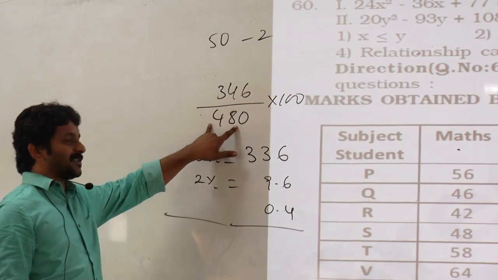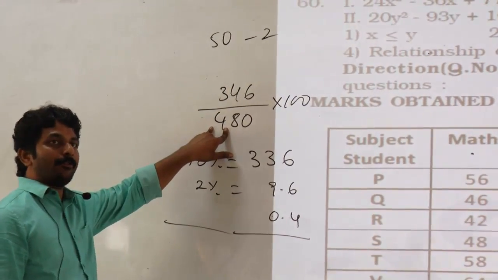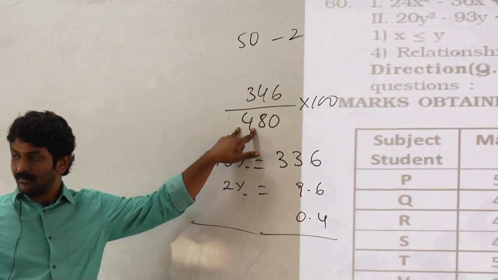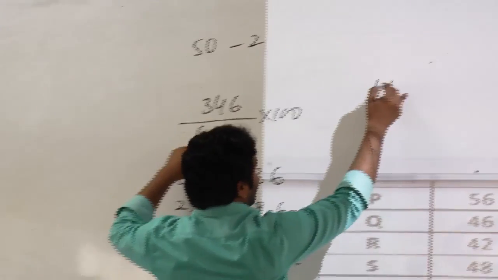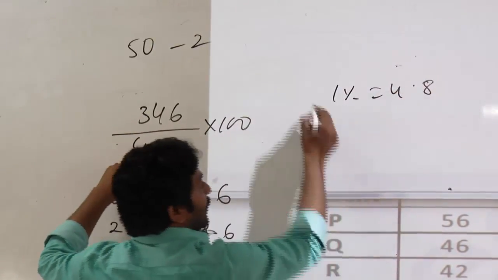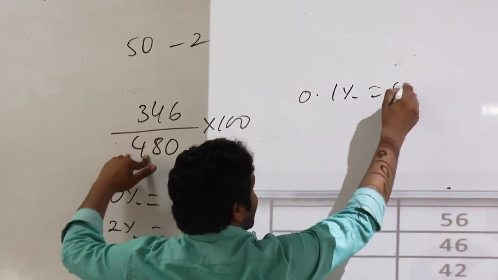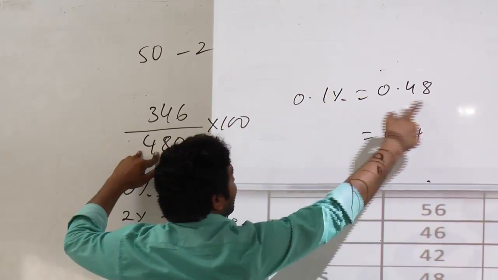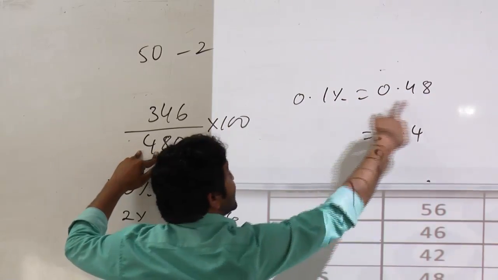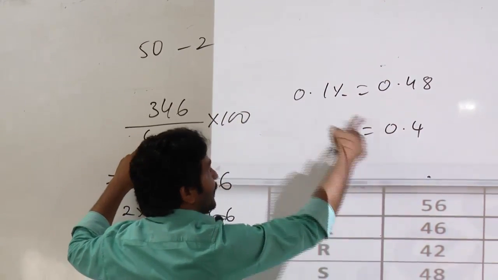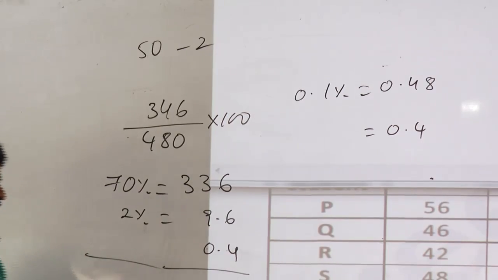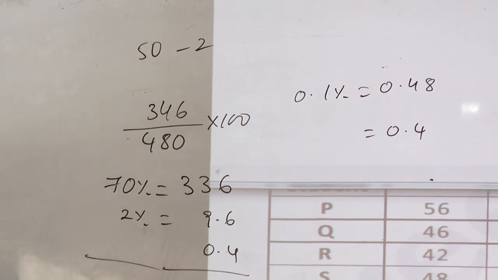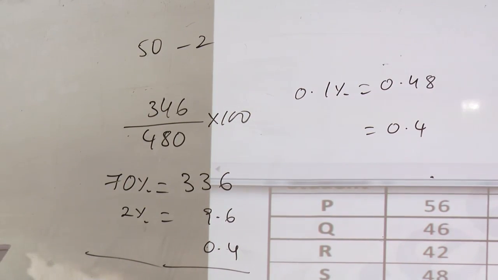How much is 1% of this? 4.8. 1% is 4.8. 0.1% is 0.48. But how much you need to have? Divided by 12. 12 will give you 4, right? Divided by 12. 1 by 12. 72 1 by 12. First option. Over.